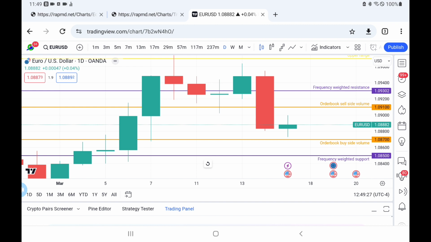So let's continue to zoom out and look at the market in greater detail to determine exactly what we think the market is likely to do.